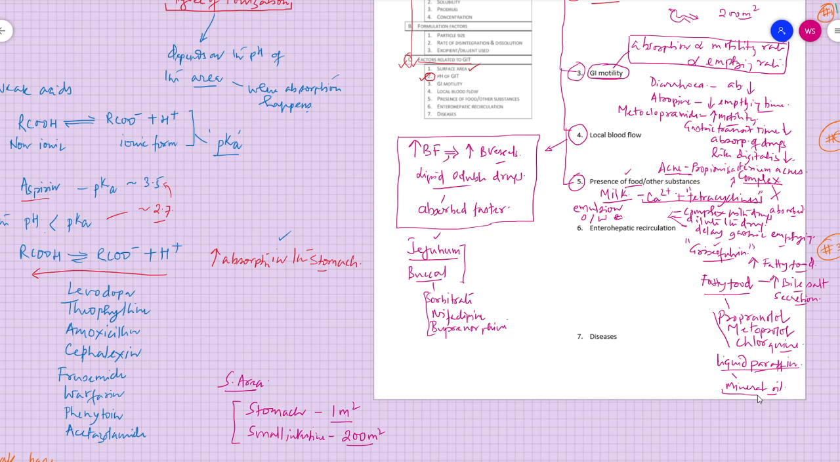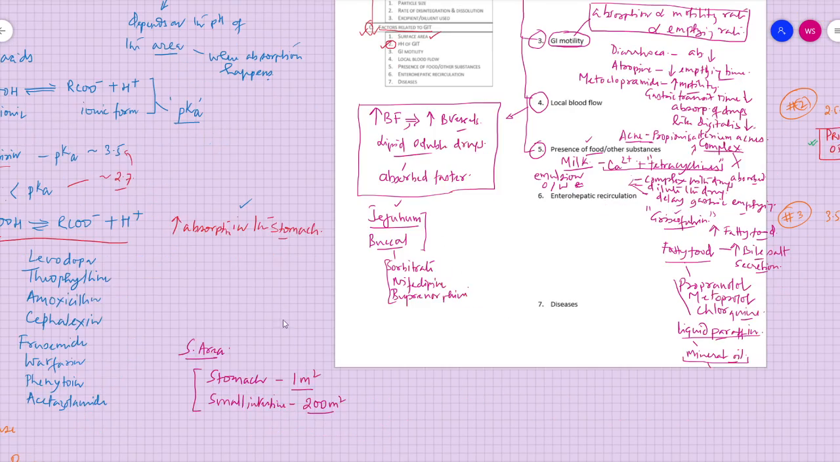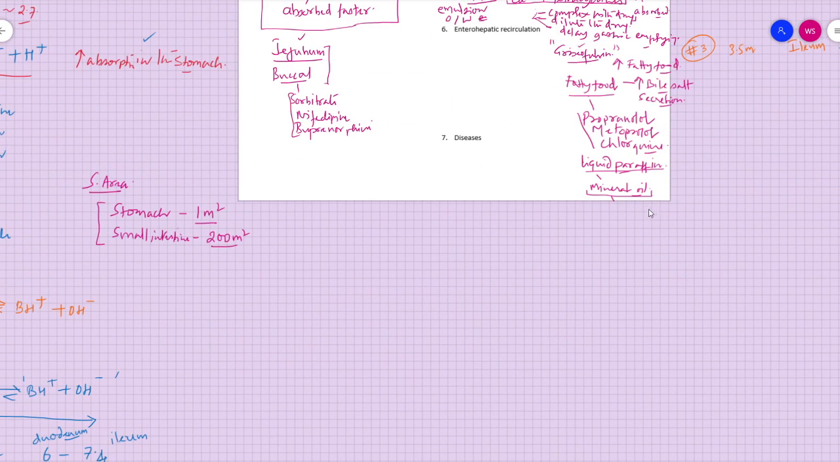But what the mineral oil does is it acts as a solvent for fat soluble vitamins. So which are the fat soluble vitamins? A, D, E, and K. What's going to happen is this mineral oil can solubilize these vitamins which are present in the intestine as a result of you consuming food.